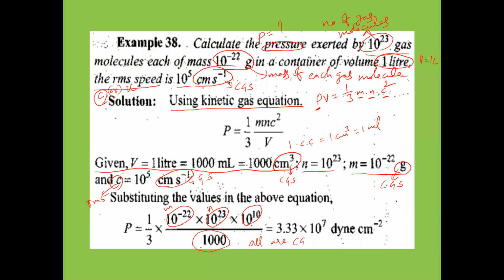All are CGS units. Therefore, this pressure also will be obtained in CGS units. Generally, pressure is equal to force by area. Force in CGS units is dyne, and area is centimeter square. So we get the pressure in dynes per centimeter square. So we got 3.33 × 10^7 dynes per centimeter square. This is the final answer you have to get. Once again, do the calculation on your own, get this final answer, and confirm.